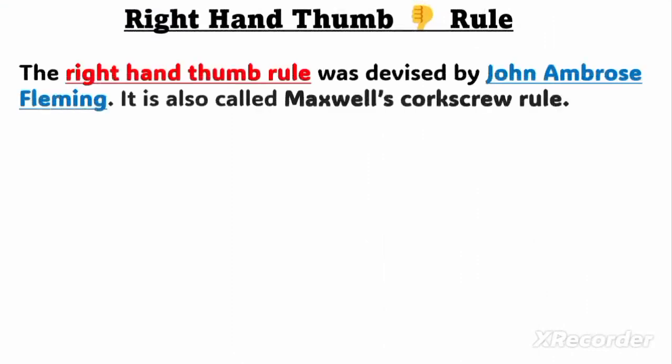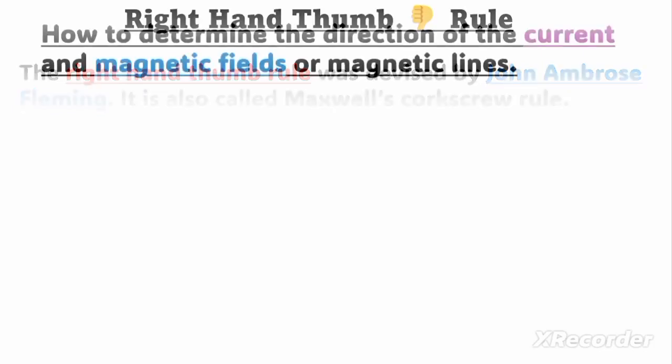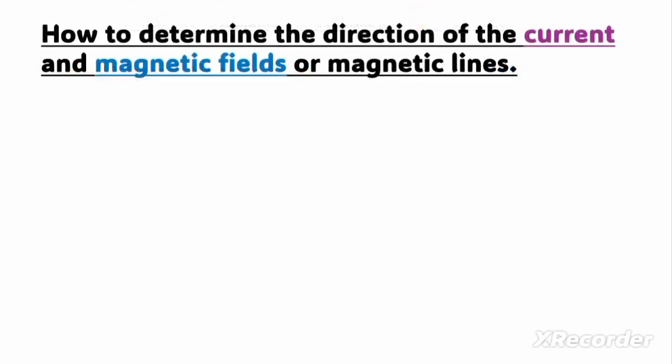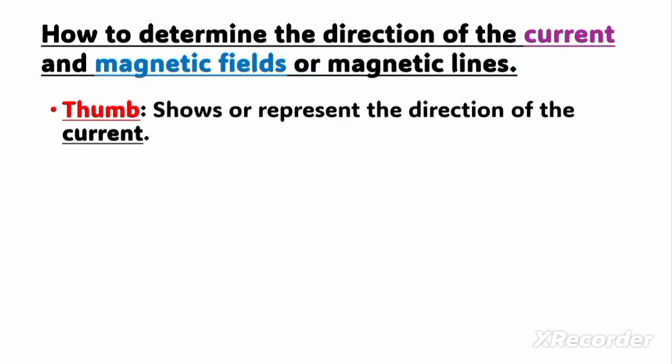The right hand thumb rule was devised by John Ambrose Fleming. It is also called Maxwell's corkscrew rule. Like I said, we are going to look at the two scenarios, the current conductor and the solenoid. Let us first start by looking at the current conductor.